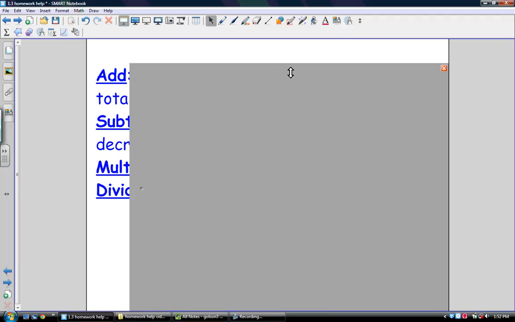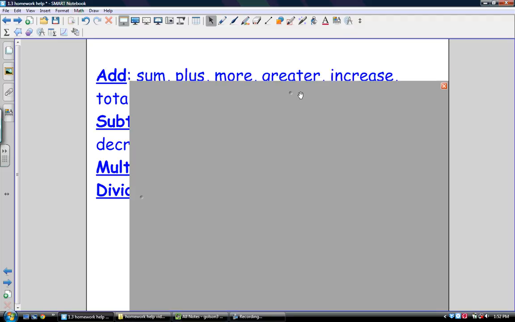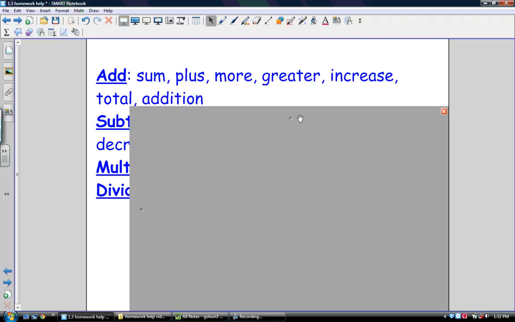Okay, so some of them that I came up with are some straightforward ones. Some means to add, plus, obviously, more, greater, increase, total, or addition. Anytime you see any of those words in a word problem, it's going to tell you that you have to add. Okay, now I want you to do the same thing for subtract. Pause the video for a second and write down a couple of words that you can remember that tell you you need to subtract when you have that in a word problem.